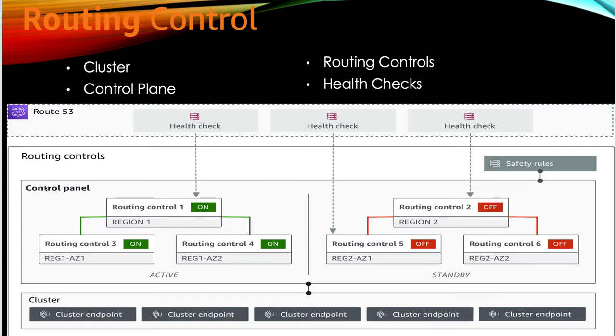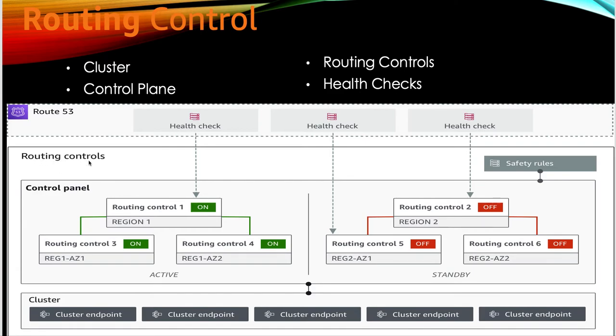So the second component is the control plane. Control plane is basically a group of your routing controls. So under one control plane you can create multiple routing controls. It just provides a grouping of your routing controls, and whenever you create a cluster, a default control plane is created, and you can add more control planes as required for your use case.